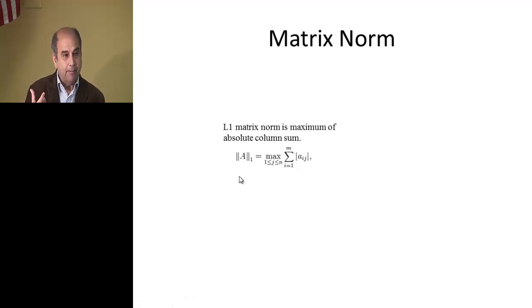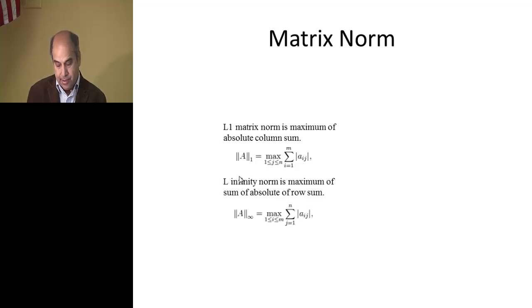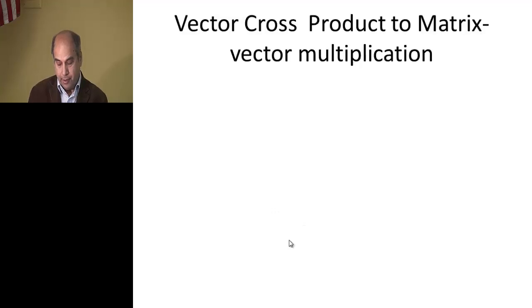It's called the L1 norm because we are finding the absolute value. Similarly, there is the infinity norm, which is shown here, where we look at the absolute values of these elements in the matrix and sum them, and then we pick the maximum one. So these are different norms.